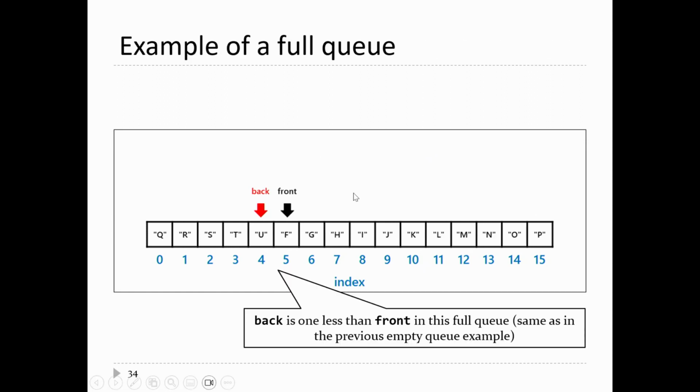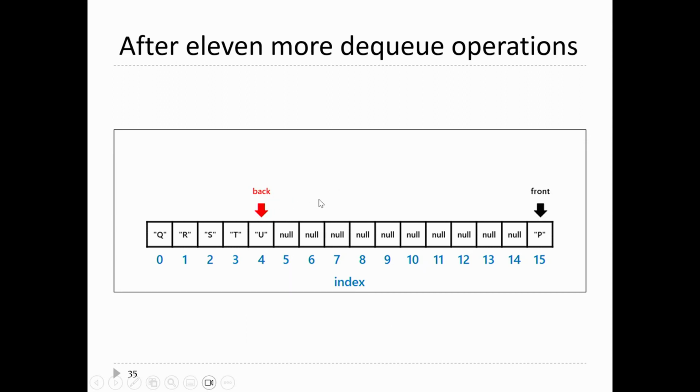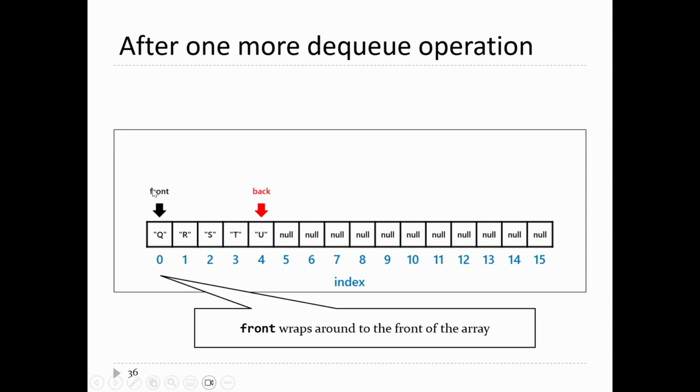Okay, so I'm now going to dequeue the queue. To dequeue, we're going to remember the F, overwrite the F, and move front 1 to the right. I'm going to do that a bunch of times until I get to here. What happens if I dequeue again? Well, the P comes out, and front is now going to wrap around to the front of the queue, like that.